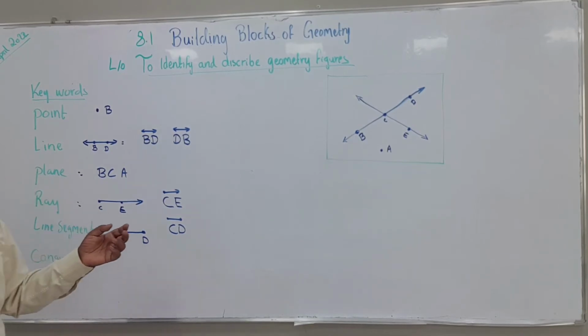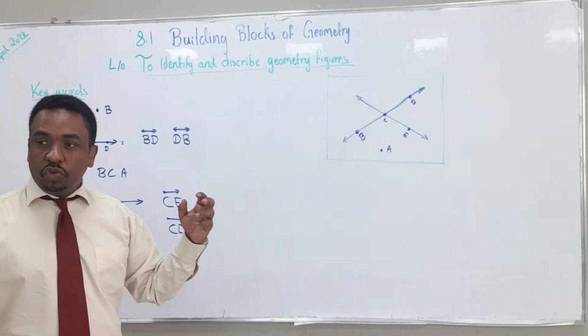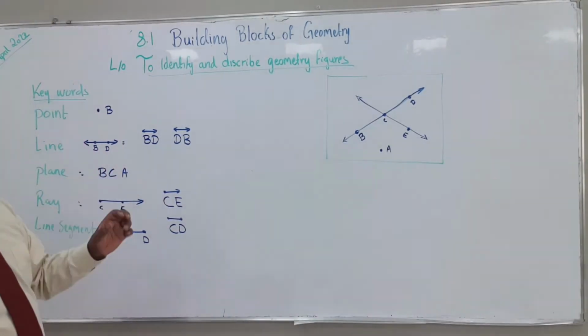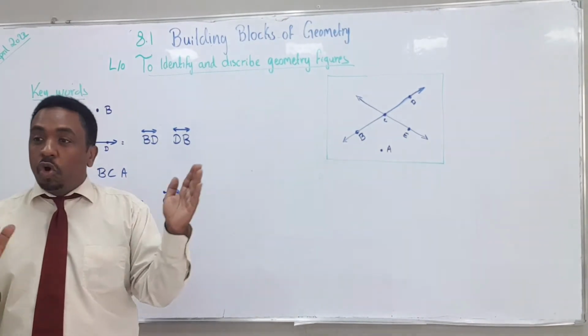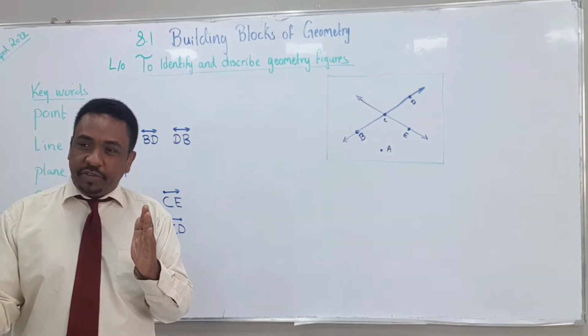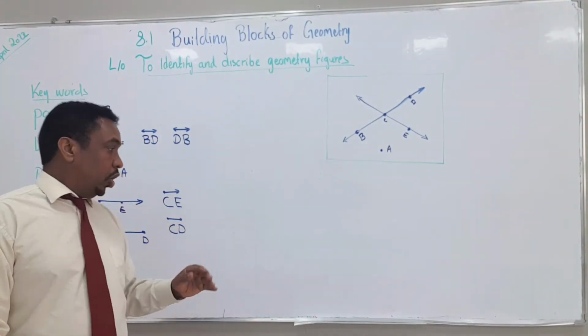So a line segment basically has end points on both sides. There are no arrows. It is part of the line, but it's a part where there are no arrows. It ends somewhere and it starts somewhere. Does that make sense? Good.